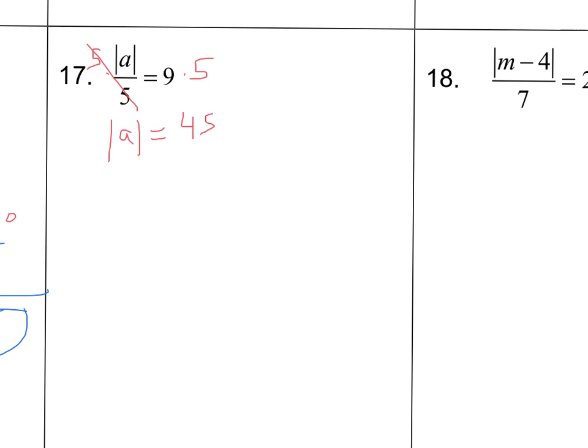And then here's an easy one. The absolute value is by itself, so we can go ahead and write out our two equations. So we have a equals 45 and a equals negative 45. So that one wasn't too terrible. Just be careful with that division symbol at the very beginning.